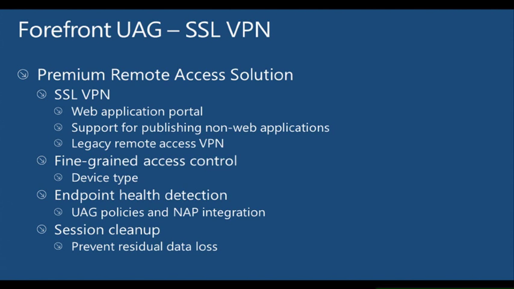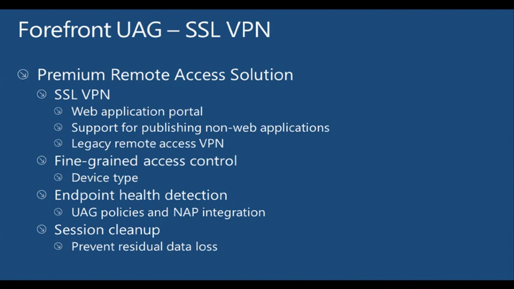Great. So let's talk for a few minutes about the UAG server, the Forefront UAG. Again, this is an SSL VPN, dedicated remote access solution. It has a number of different capabilities that are important for us. First and foremost is the web application portal. We do have support for non-web-based applications as well. When I say web application portal, basically if you need to get to any of your applications, you log into a website and you can click on links to your applications and get them from there.